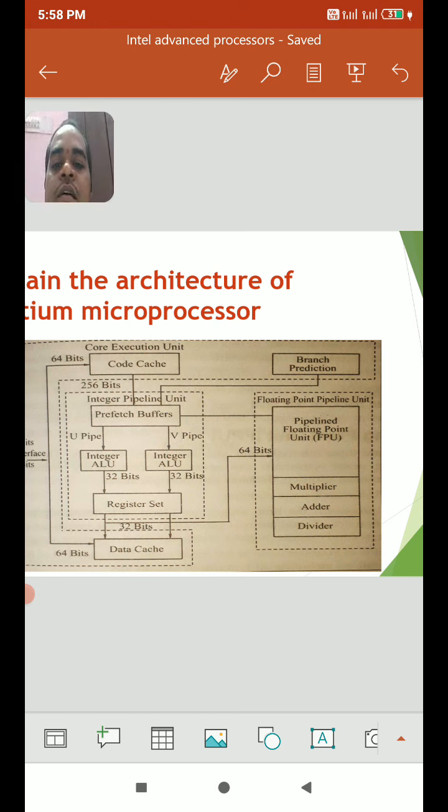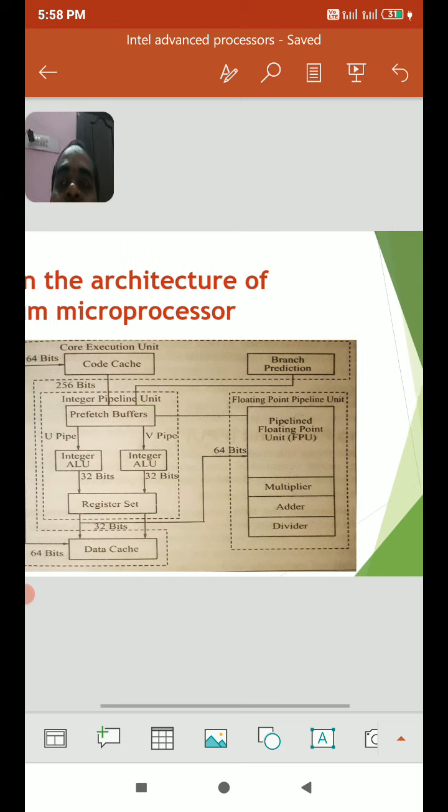Next we have the floating point pipeline unit. For integer operations we use the integer pipeline unit, and for floating point operations we use the floating point pipeline unit. In the floating point pipeline unit we have three parts: multiplier, adder and divider.